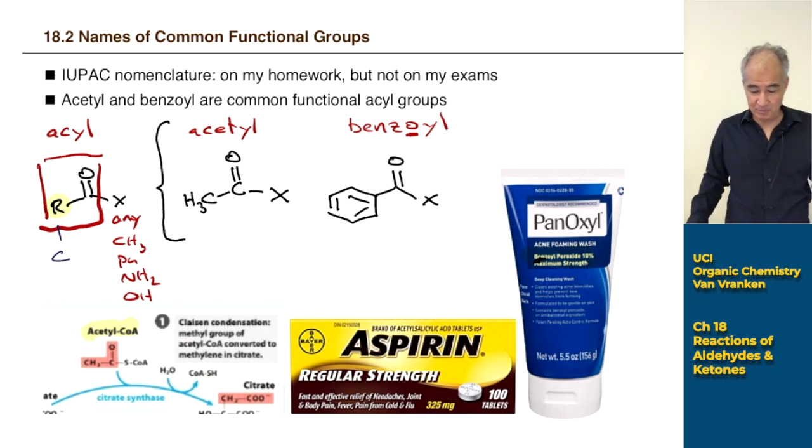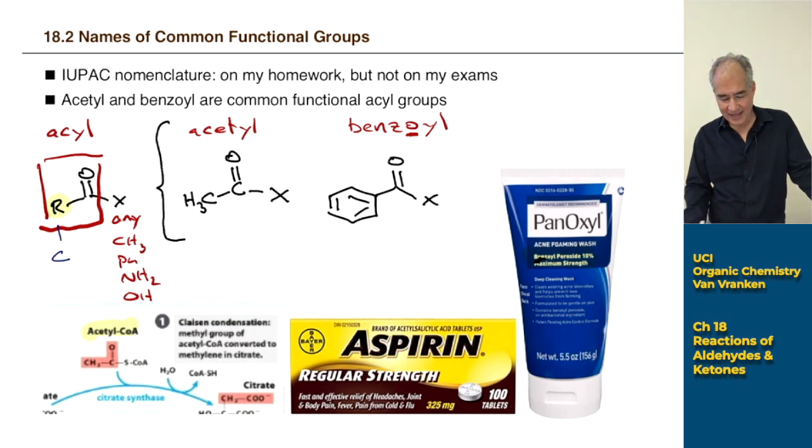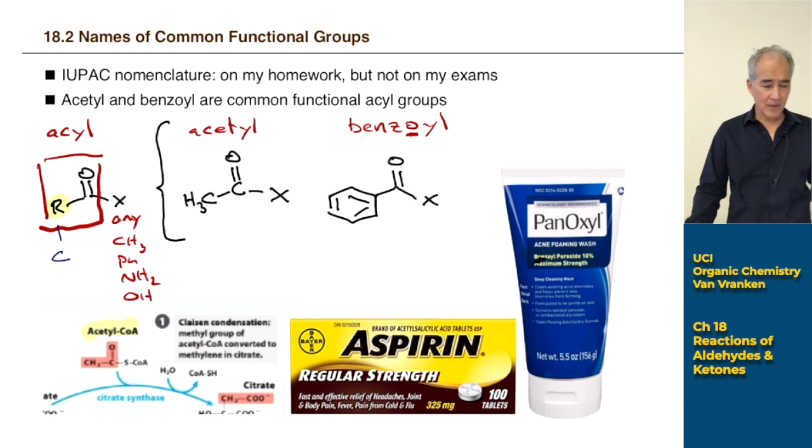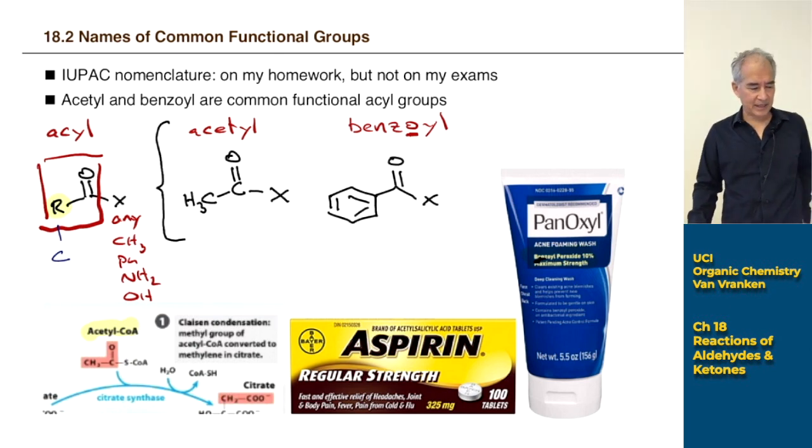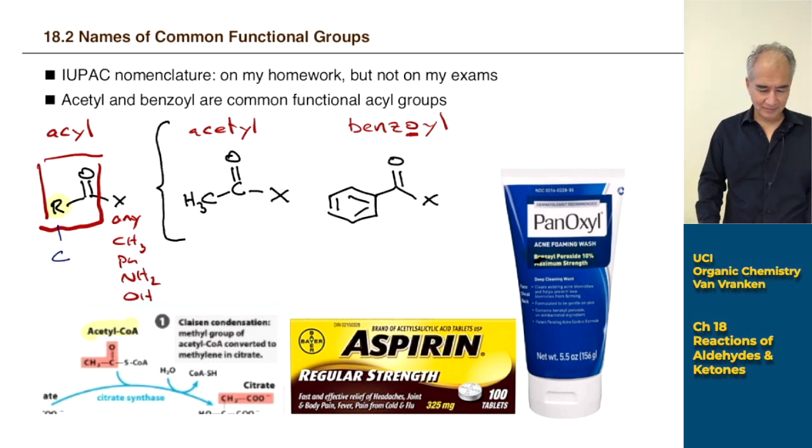Okay. Aspirin is acetylsalicylic acid. There's an acetyl group in aspirin. Okay, so I expect you to know acetyl and benzoyl, but IUPAC nomenclature, not really, no. Well, I mean, great if you learn it. I hate to tell you don't learn something that's in the book. I'm just going to tell you I won't put that on my exams, so feel free to learn all about the IUPAC nomenclature.